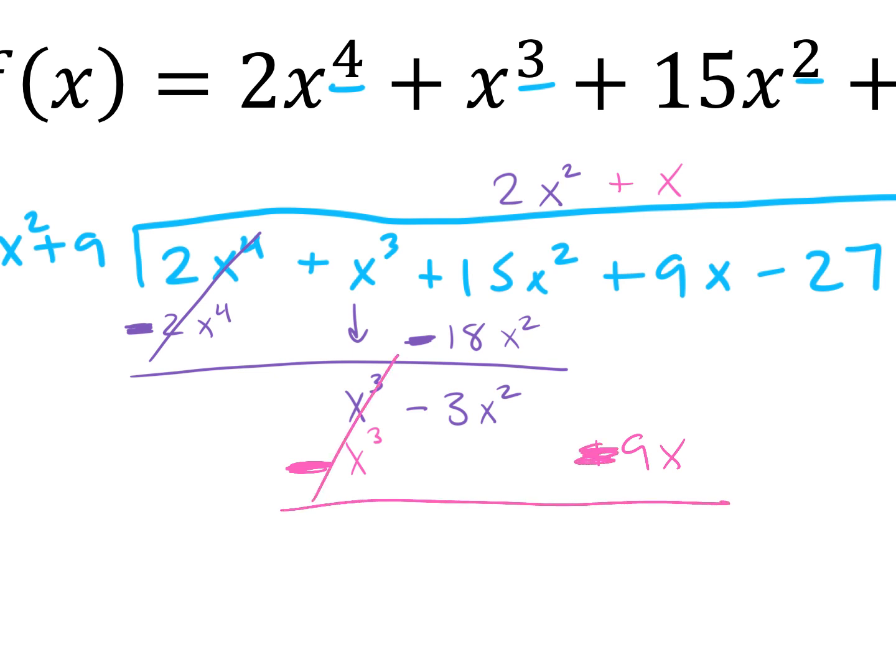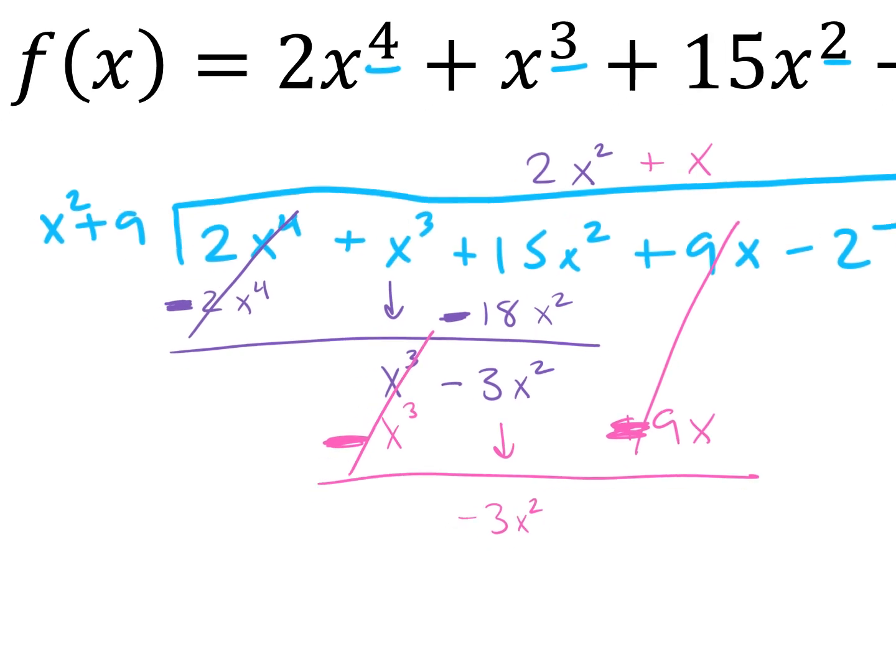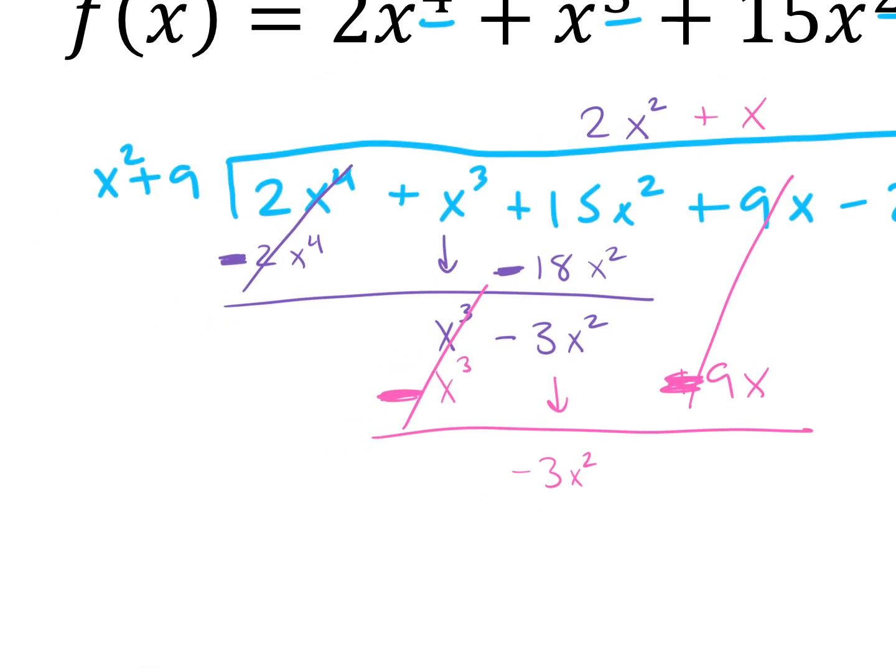So the x cubes cancel. Drop down the -3x squared. What's 9x minus 9x? 0. They cancel. And then we can drop down the 27 also. Let's do the last step. So we're going to do that all over again. So -3x squared divided by x squared would be -3.